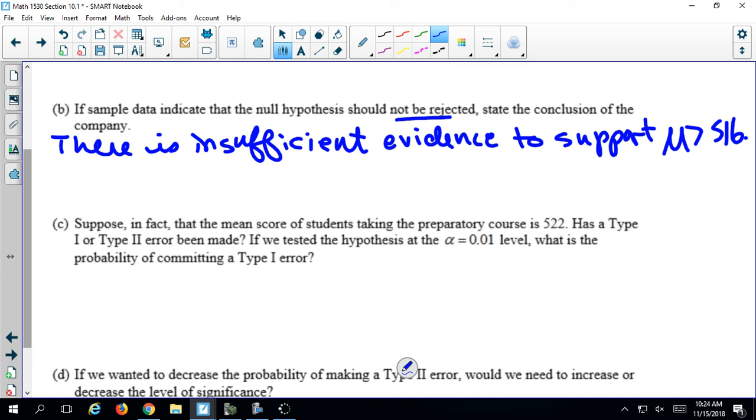Well, what if we took the population mean? What if we were able to find all the scores for all the students who took their course? What if that mean was actually 522? What type of error has been made? We did not reject the null hypothesis, and we should have. So this is a type 2 error. We've made a type 2 error.